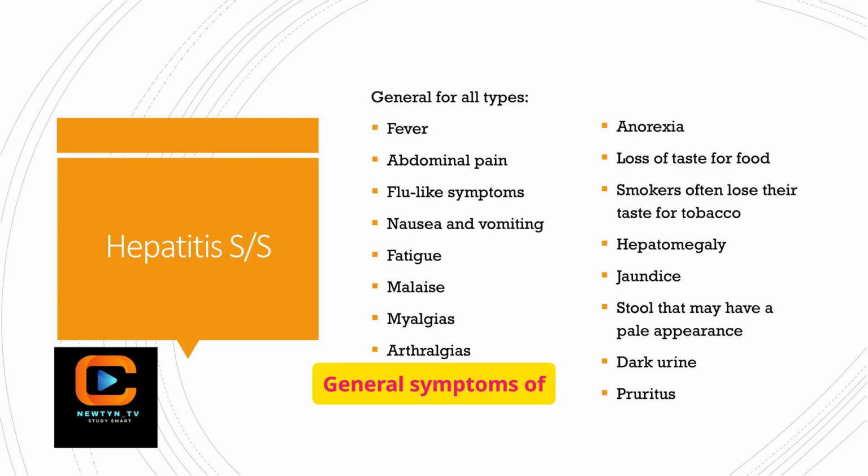General symptoms of hepatitis include fever, abdominal pain, flu-like symptoms, nausea and vomiting, fatigue, malaise, myalgias, arthralgias, and mild headache. Other symptoms include anorexia, loss of taste for food, hepatomegaly, jaundice, pale stools, dark urine, and pruritus.